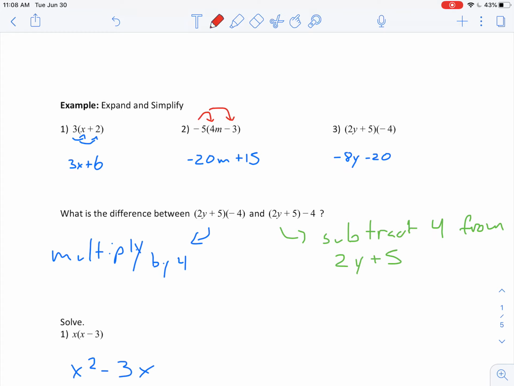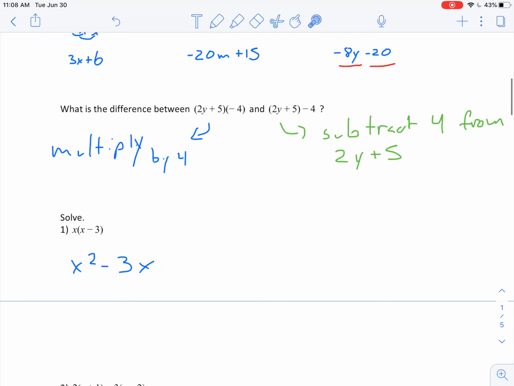And then I have this on the example number 3. It's just written backwards, but I can distribute either way. Negative 4 times 5, negative 4 times 2y. And I end up getting negative 8y and negative 20.